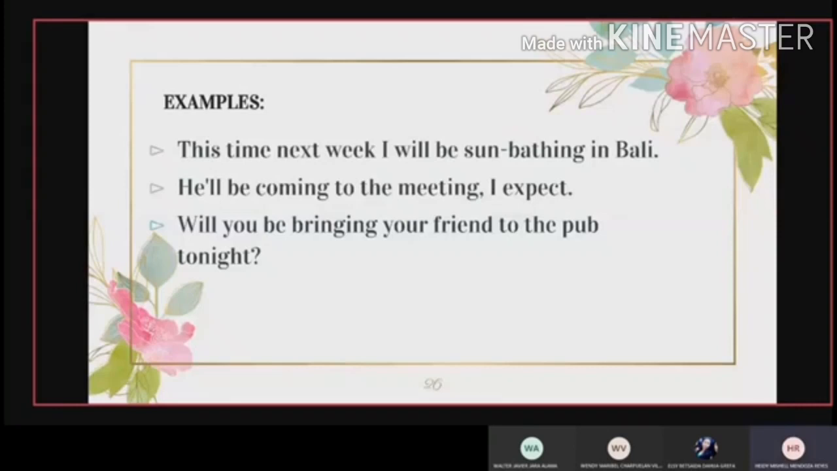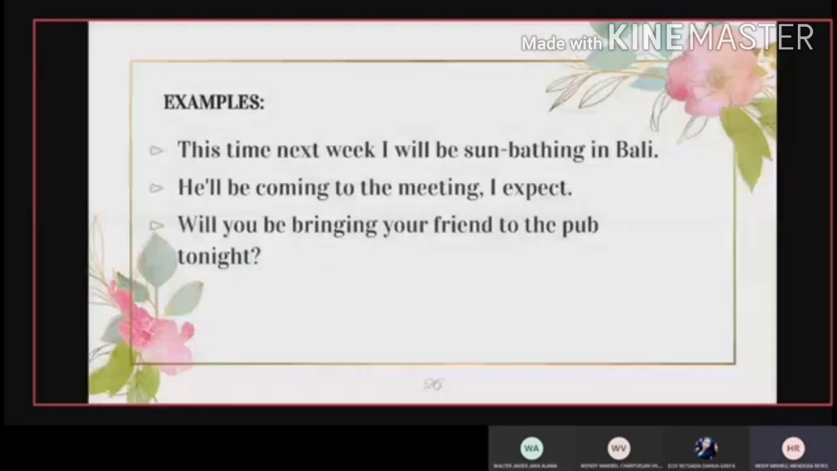Okay, the future continuous refers to an unfinished action or event that will continue to occur after the present moment. The future continuous is used for a considerable variety of purposes. It can be used to project or set into the future. For example, this time next week I will be vacationing in Bali. Will he be coming to the meeting? I expect so. Will you be bringing your friend to the pub tonight?